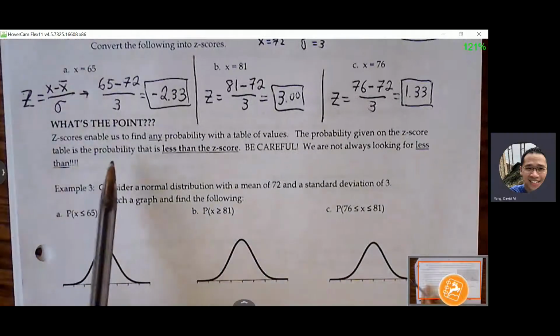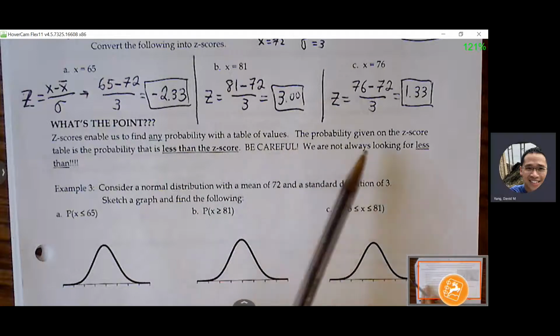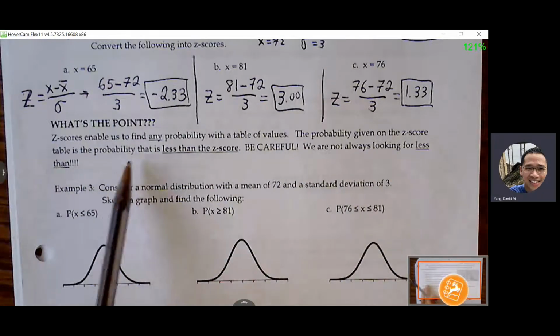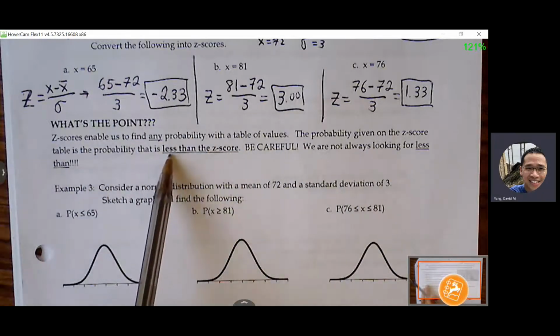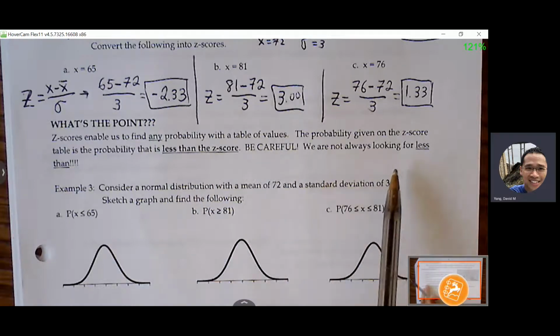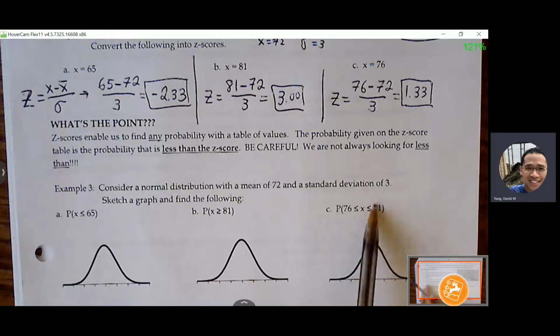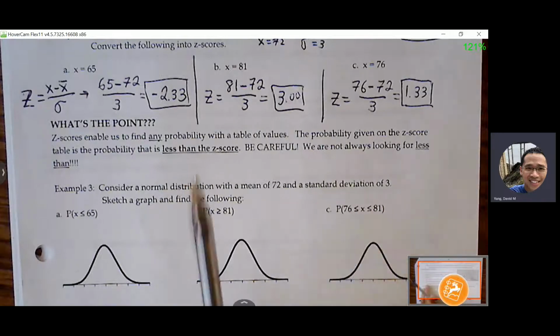Okay, so the z-score enables us to find any probability with a table of values. The probability given on the z-score table is the probability that is less than the z-score. So we just always have to remember that whatever we get is less than. So if we want greater than, we have to make some adjustments. So be careful. We're not always looking for less than. We'll start out with some easier ones here. We'll start with less than, and we'll talk about greater than. We'll talk about between. The between is going to be the messiest.